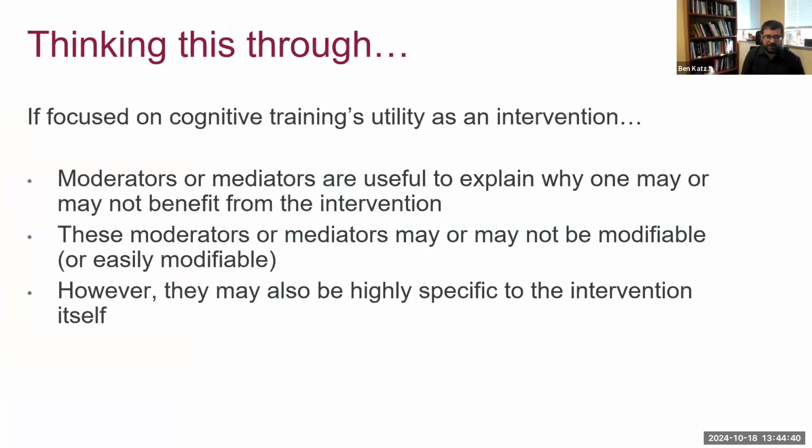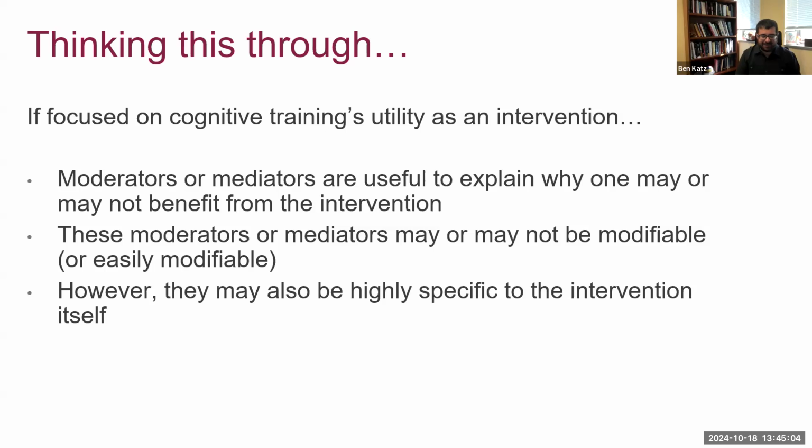But then I want to think through something else as my last point in my portion of this, which is, if we're focused on cognitive training's utility as an intervention, these moderators and mediators can be useful to explain why somebody may or may not benefit from the intervention. These are all things that may or may not be modifiable, right? Or they may be more or less easily modifiable. But they also might be highly specific to the intervention itself, right?